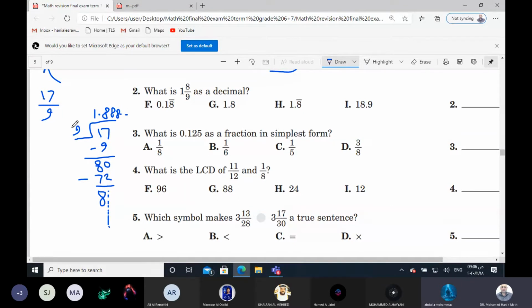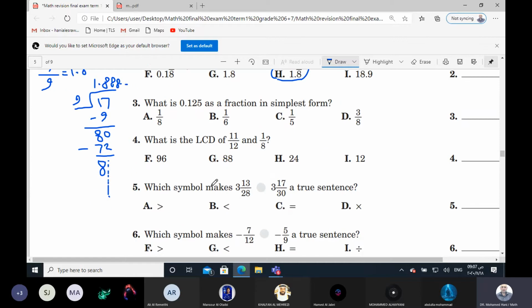So we can write the answer as 1.8 with a bar over the 8, meaning 1.8 repeating, which means 8 repeated to infinity. So the answer will be H. Okay.